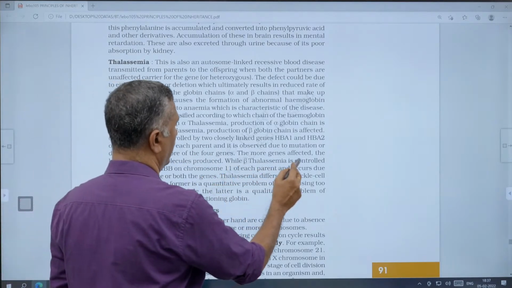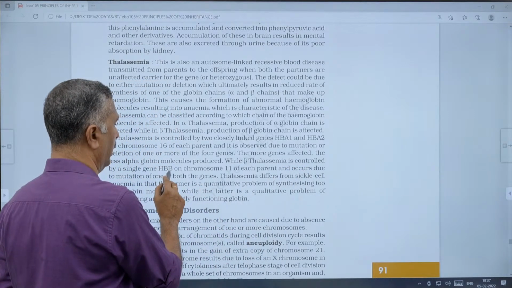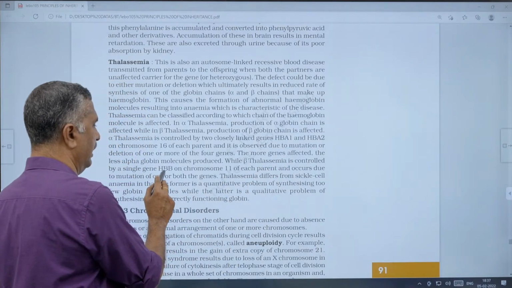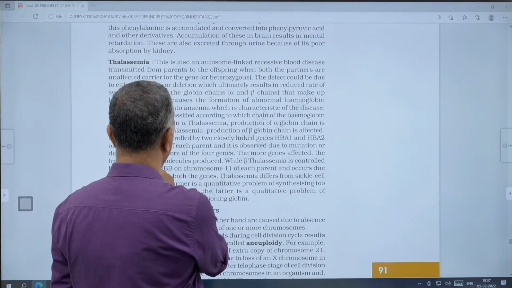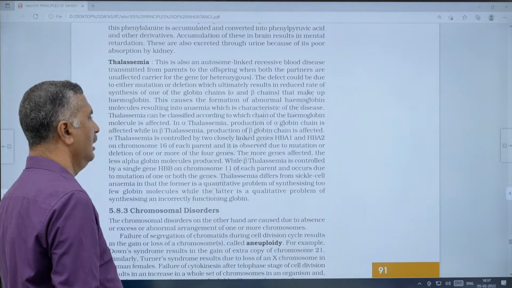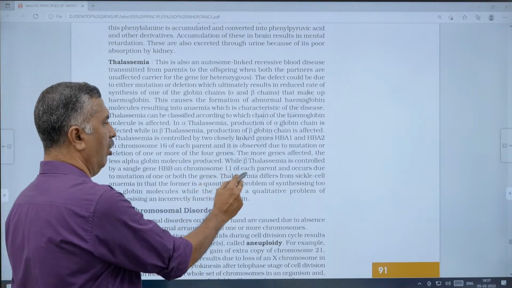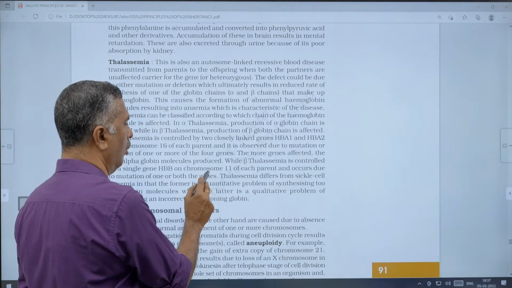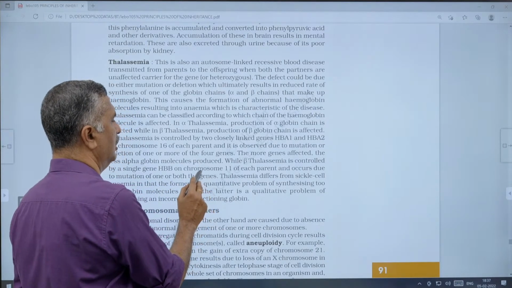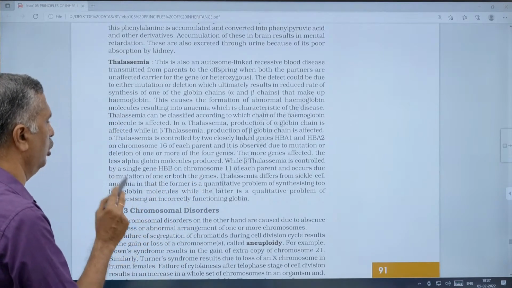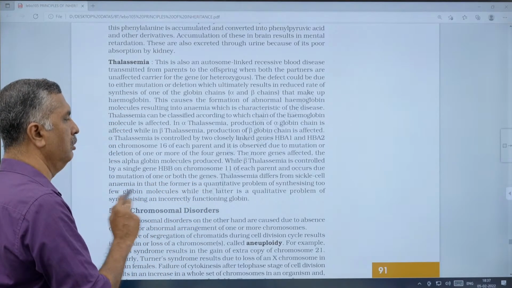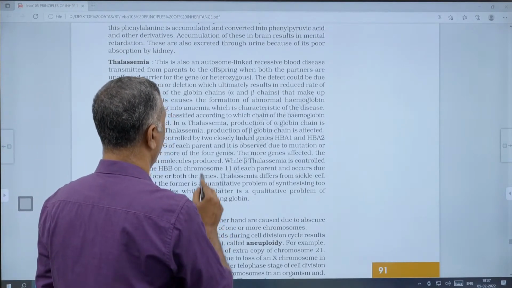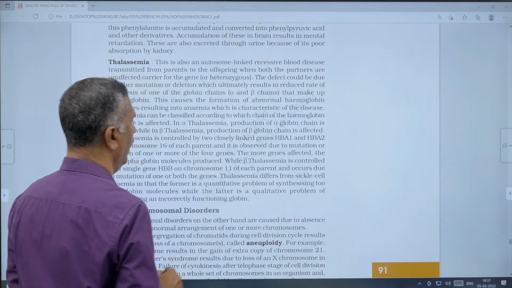Then while beta thalassemia is controlled by a single gene HBB on chromosome number 11. So beta thalassemia is controlled by the single gene HBB on chromosome number 11. Here alpha thalassemia is on 16, whereas here it is 11, of each parent, and occurs due to mutation of one or both the genes. So when there is a mutation in the gene, the number of beta globin chains will be reduced, reducing the number of beta globin. That is alpha thalassemia and beta thalassemia.